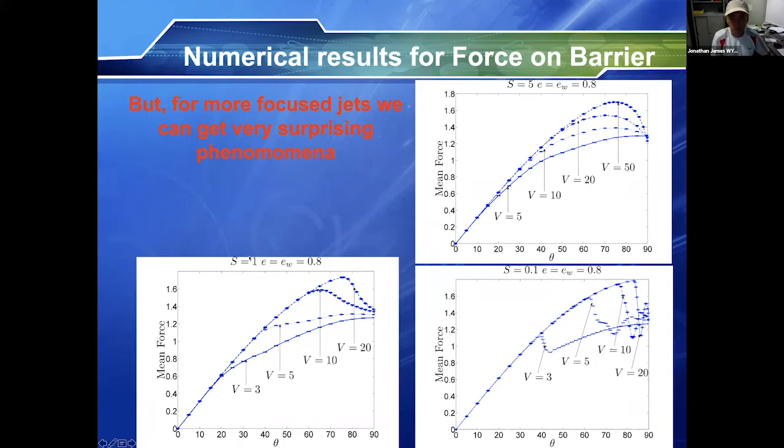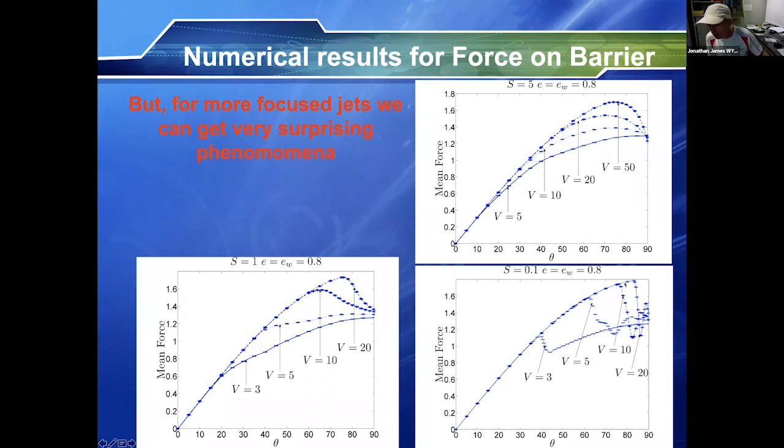Now let's come over here and make the jet even more narrow. Now it's only one particle diameter, and you can see the effect got even stronger. This effect now becomes much more pronounced. And even more surprisingly, if I make the jet very, very narrow, so now it's just like firing all the particles with just a little bit of randomness, you can see, wow, a lot of crazy things are happening. The force can increase and then decrease and then increase again.